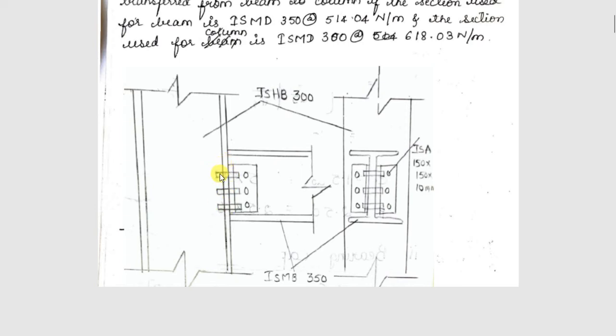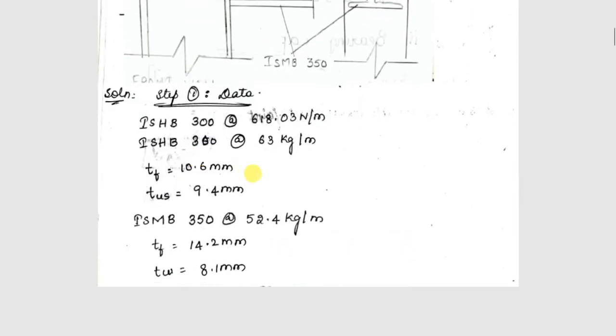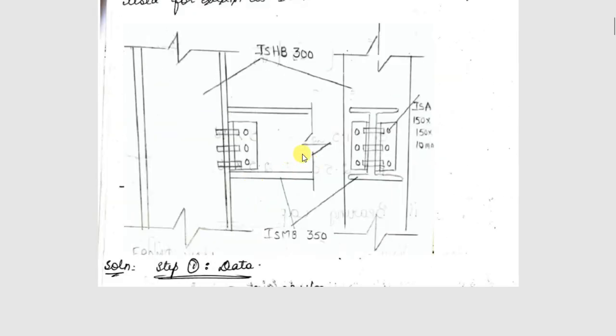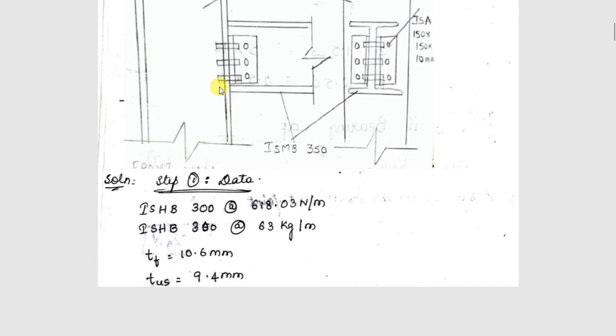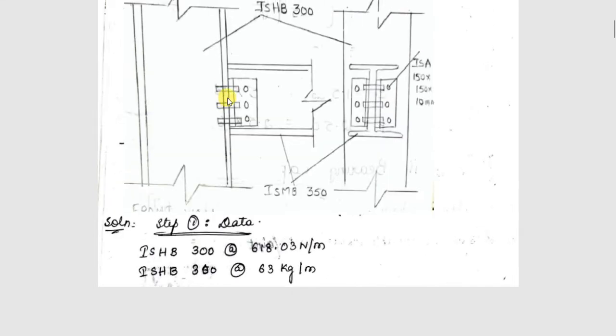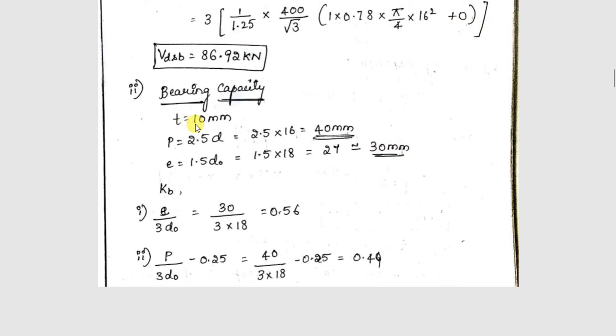So you have to compare the thickness of flange of column and the thickness of angle leg. The least of these two thicknesses will be the value of T. Thickness of flange of column is 10.6 and the angle used here is ISA 150 150 10. So between 10.6 mm, the thickness of flange, and 10 mm, the thickness of angle leg, the value of T will be 10 mm.